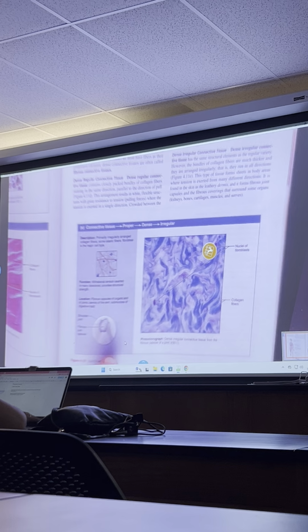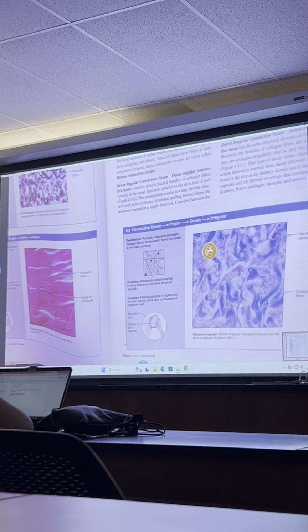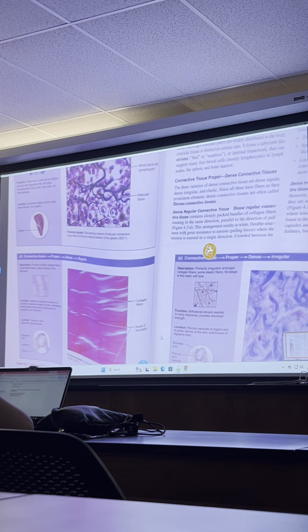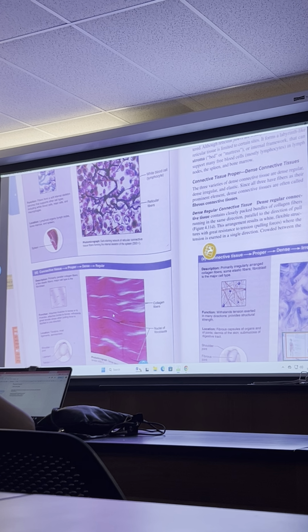Did you say the name of it? Dense, irregular, connective tissue proper. They don't put proper on, but I do. There's a whole category of proper, so we're getting ready to look at that. So let's move over here. Is this dense? Yes. Yes. Is it irregular? No, it's regular. So this is dense, regular, connective tissue proper.